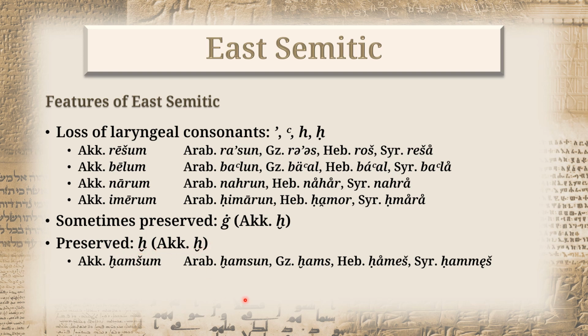So if you look at the word for 5 in Semitic languages, in Arabic you have khamsun, or khamsatun, the feminine. In Ge'ez you have khams. In Hebrew you have hamish, and in Syriac, again depending on your pronunciation tradition, you have hammesh or chamish, and in Akkadian also you have chamshum. Okay, so the cha is preserved, chamshum.